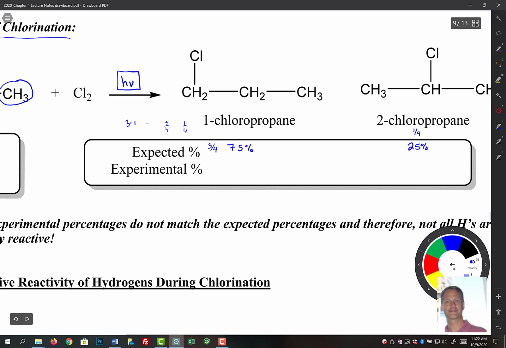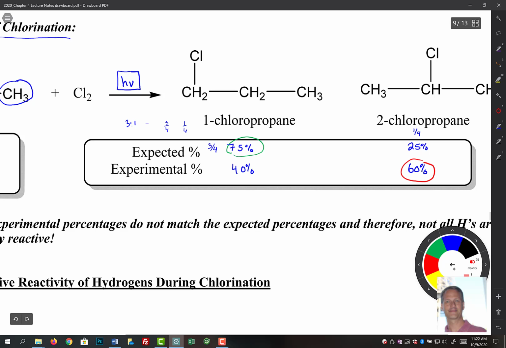Now, we compare this with the experimental result. The experimental result here is 40%, 60%. So it's interesting. This should make you scratch your head because look, we expect more right here, but actually we got more down here.